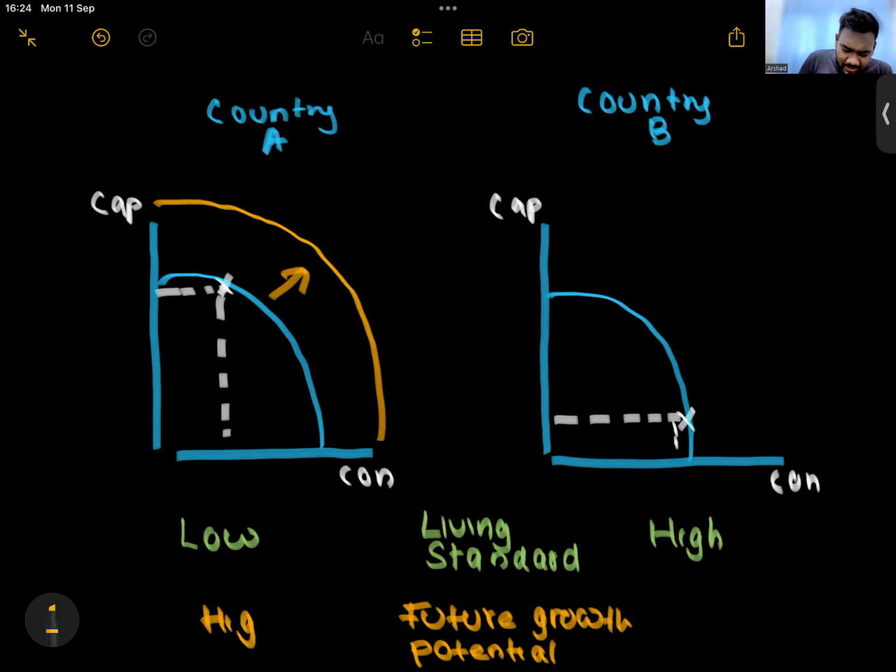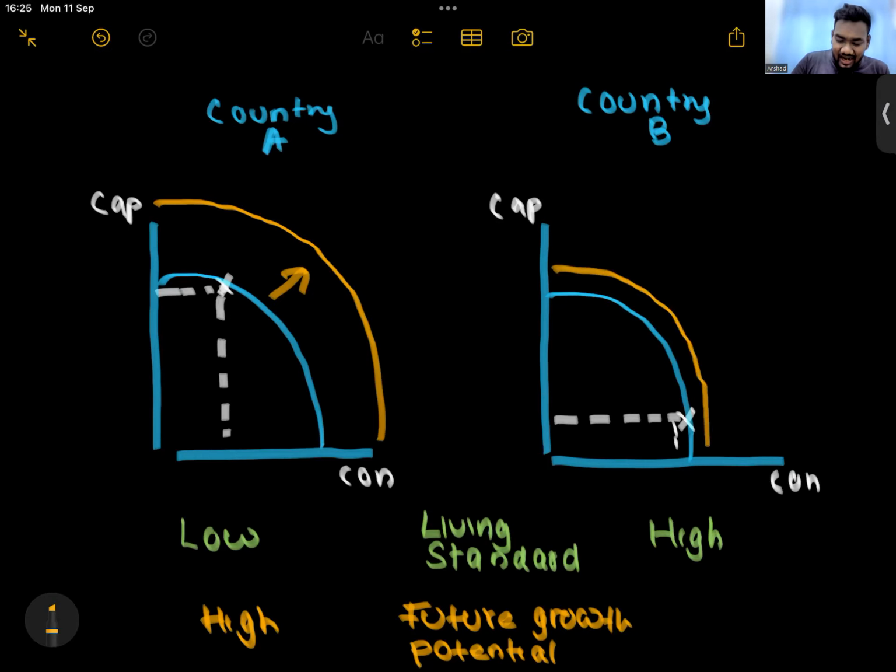Then on the other hand, what can we tell about country B? Country B is doing what? They are producing very little capital goods. They are producing a lot of consumer goods. So therefore, in the future, they will also grow, but they are going to grow only a little.